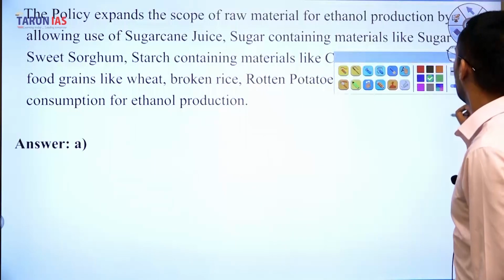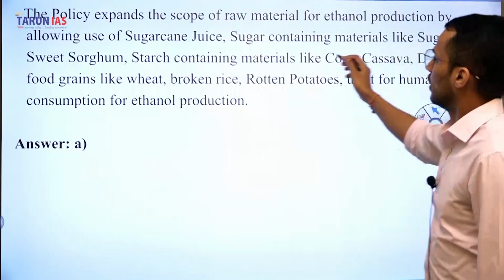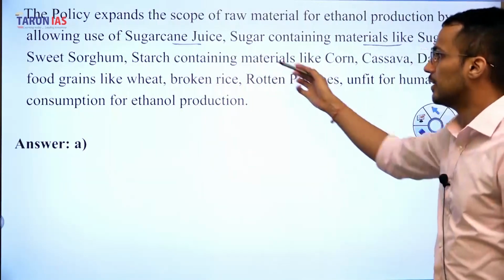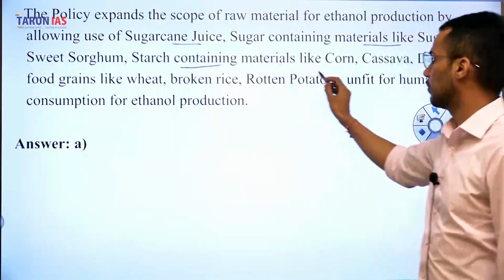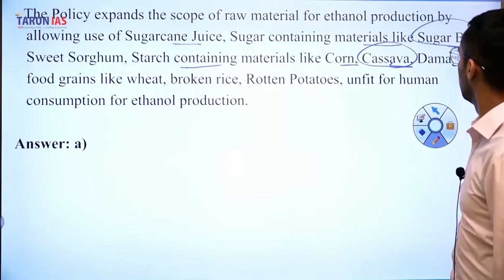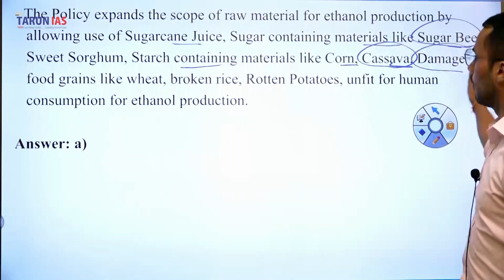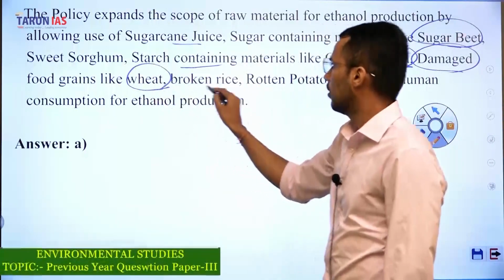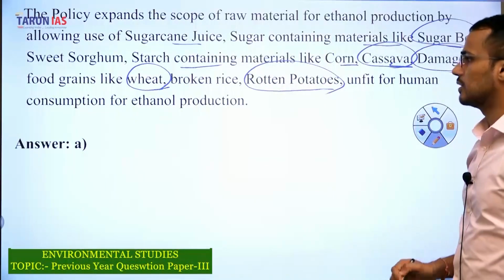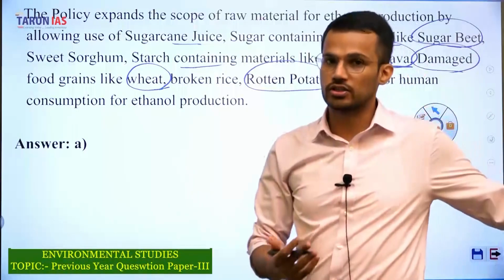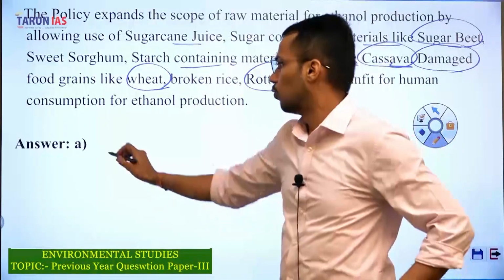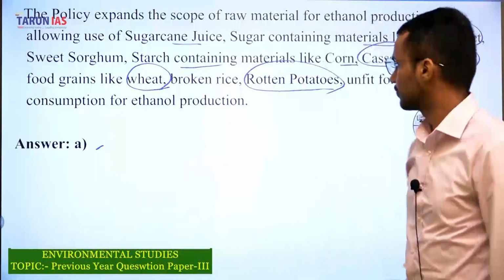And the government has allowed the use of sugarcane juice, sugar-containing materials like sugar beet, sweet sorghum, and starch-containing materials like corn and cassava, which is mentioned in the question. Sugar beet is mentioned in the question. Also damaged food grains like wheat, broken rice, and rotten potatoes, unfit for human consumption, can be used for ethanol production, which is a biofuel. And that's why the answer is A, 1, 2, and 5, 6, right?